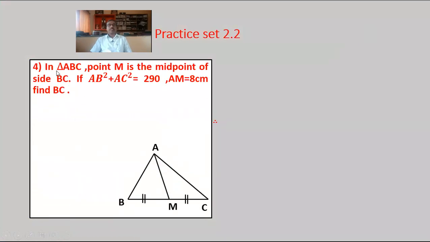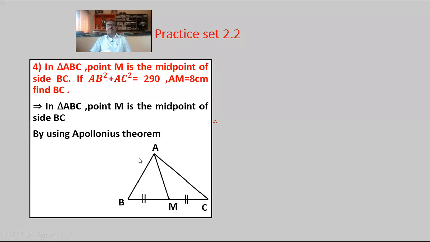Problem number 4. In triangle ABC, point M is the midpoint of side BC. AB square plus AC square is equal to 290, and AM is equal to 8 centimeter. Find BC. Solution of this problem: in triangle ABC, point M is the midpoint of side BC. Therefore, by using Apollonius theorem, AB square plus AC square is equal to 2AM square plus 2BM square.